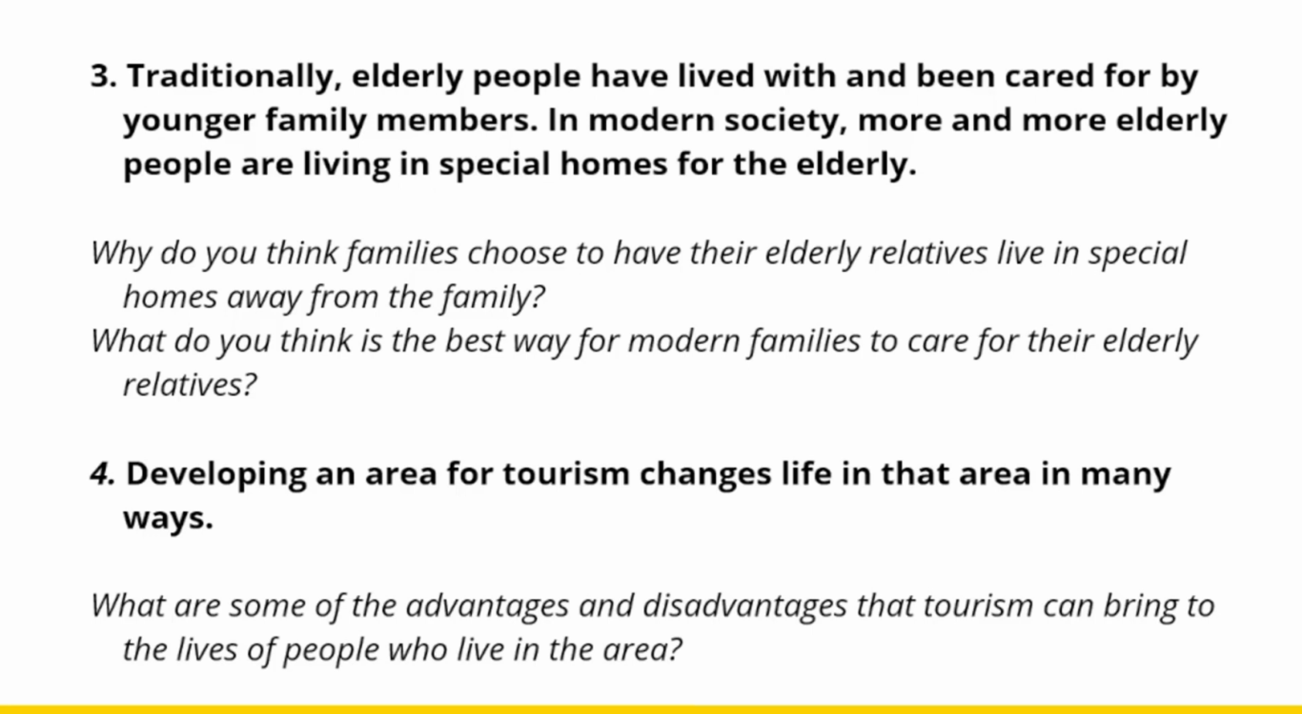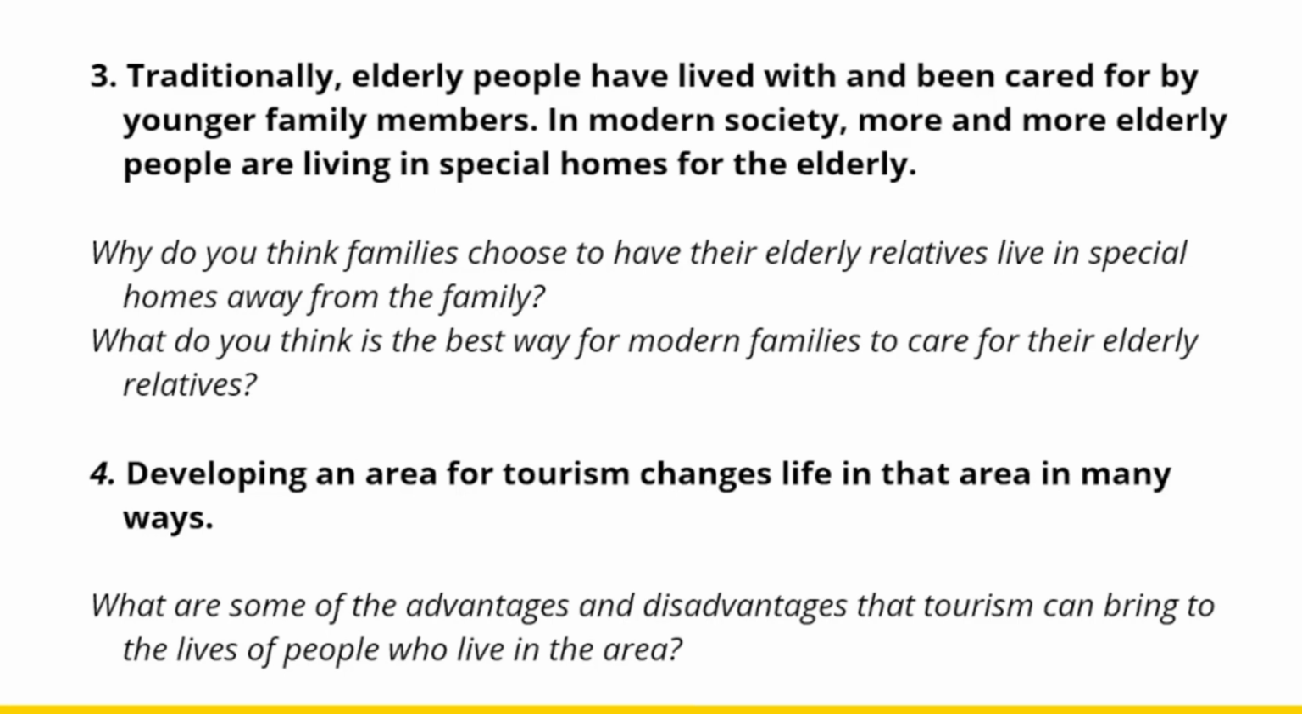Why do you think families choose to have their elderly relatives live in special homes away from the family? So you would have to write body paragraph 1 explaining one reason for this problem, and body paragraph 2 can be a second reason explaining the same problem basically. And your body paragraph 3 could be the answer for your second question.